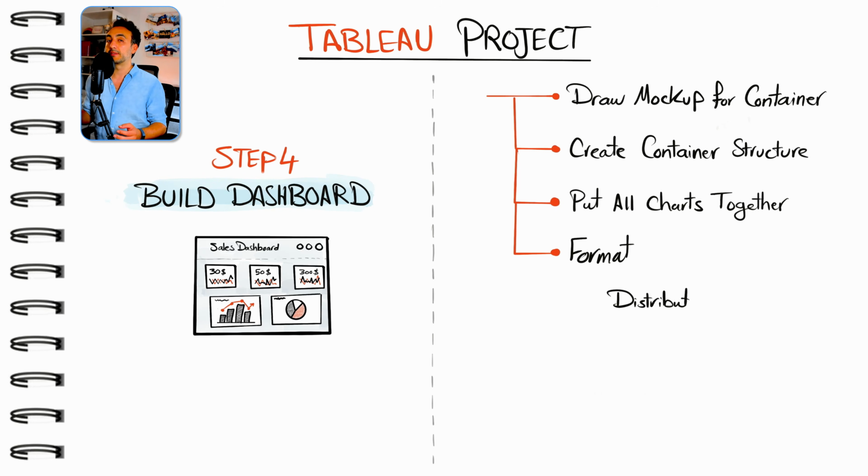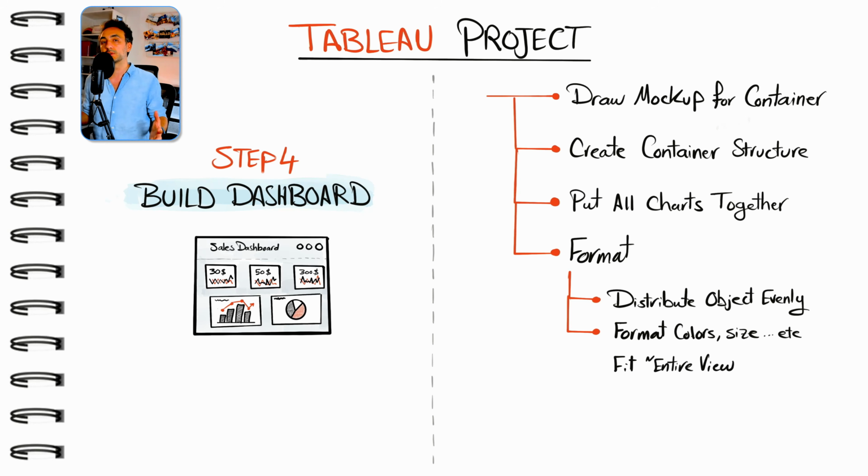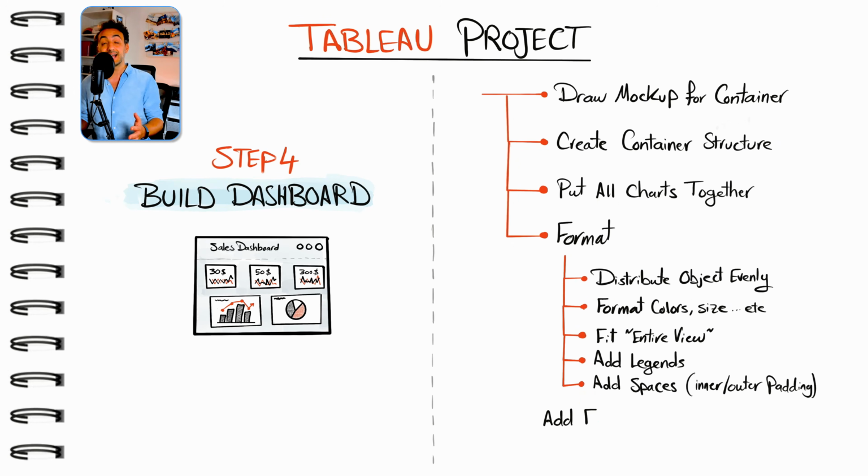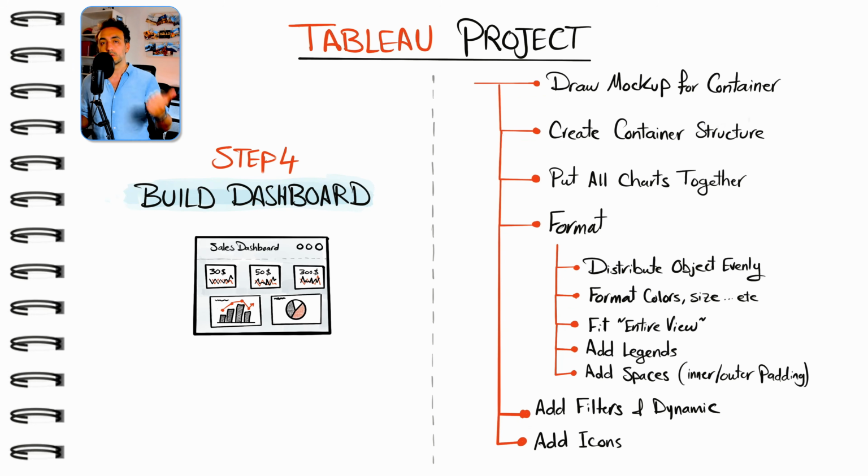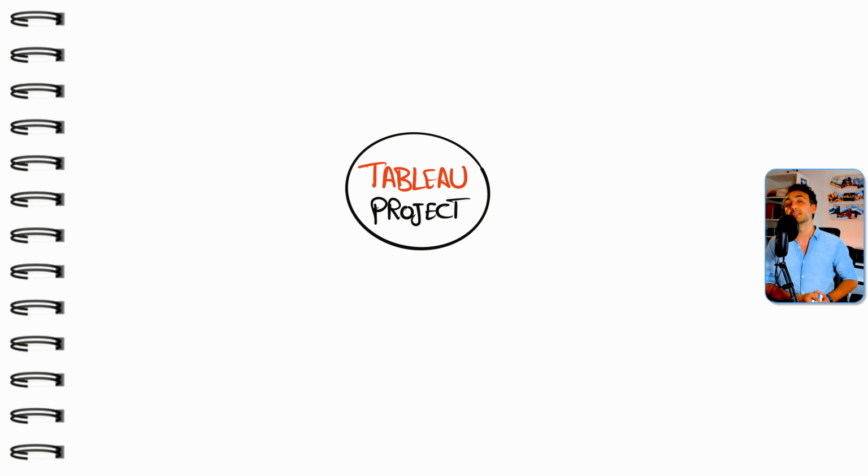And after that, we have the step where we take care of the filters and the interactivity inside our dashboard. And then the last step of building a dashboard, we have the final touch by adding icons, like icons for the logo, icons for the filters, or for navigating between dashboards. Alright, so those are the main phases of building a dashboard in Tableau.